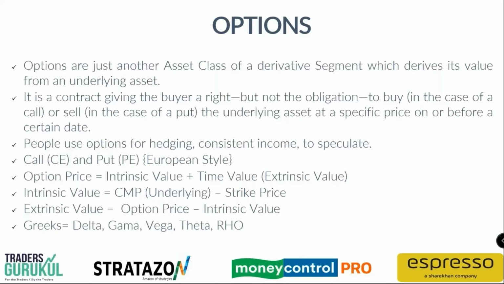So there are two types of options, American and European. In European, which we follow, you have an expiry, and on the expiry, you have to exercise the option if you are a buyer.